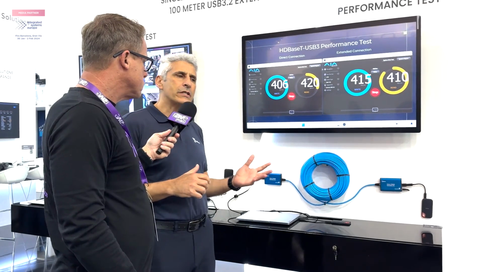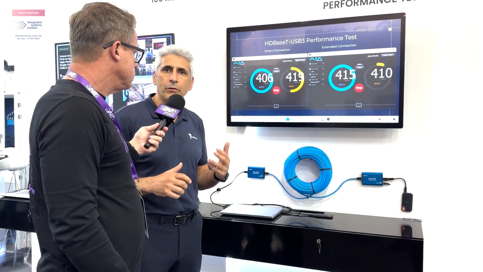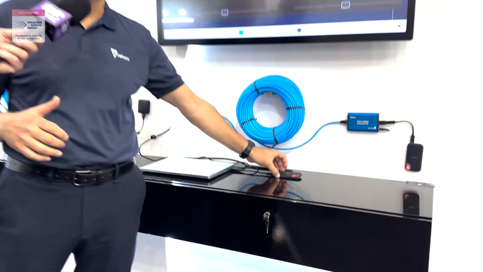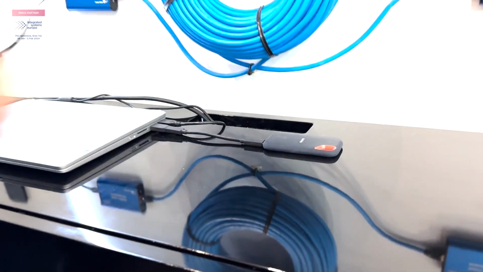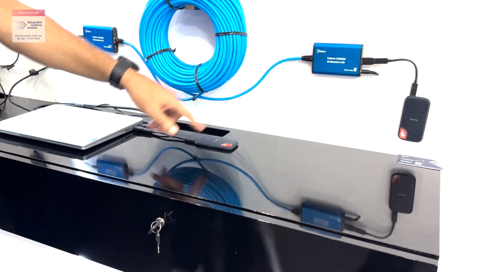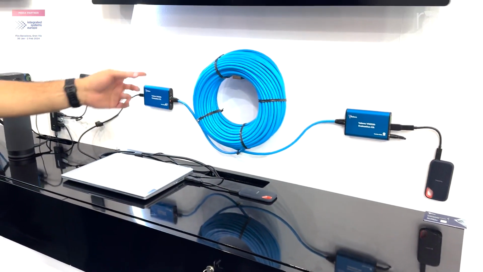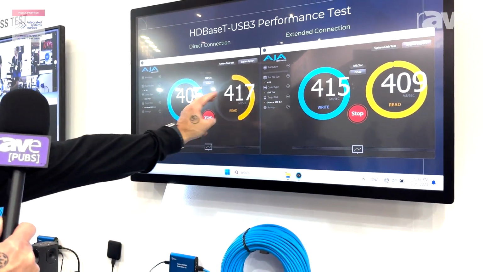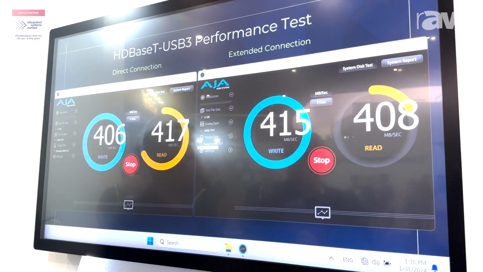And the good news here is that this product does not degrade the performance whether you're connected directly or via the link. So here we use two SSD devices which are identical and connected, one of them with a super short cable directly to the PC, and another one over the long distance category cable. And you can look at the results. So there's your direct connection, there's your USB 3 extension.